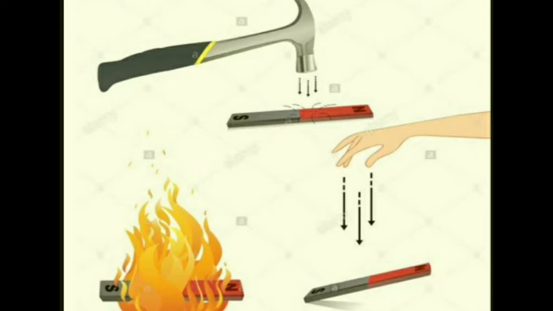Magnets lose their properties if they are heated, hammered or dropped from some height. Also, magnets become weak if they are not stored properly.